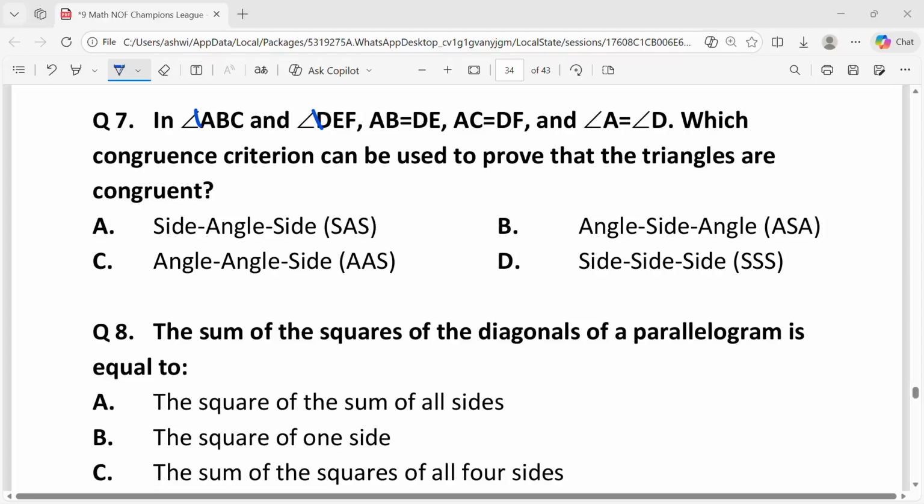Answer is A, side angle side. The provided information includes two pairs of equal sides and the equality of the angles included between these sides. This specific configuration of two sides and the included angle directly corresponds to the side angle side congruence criteria.